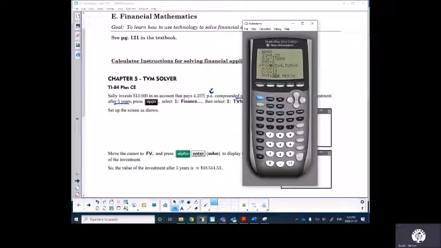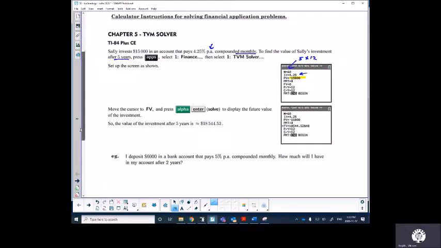We're going to be using the TVM Solver on the graphing calculator for the next couple of examples, so we will just continue with that.